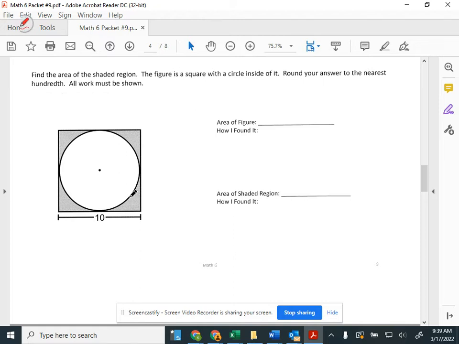How do I find the area of a square? The area of the figure is a square. How do I find the area of a square? You multiply two sides. The area of a square equals the side squared. Length times width. We're squaring it because it's the same number. Length times width. So you're going to put what that area is right here.